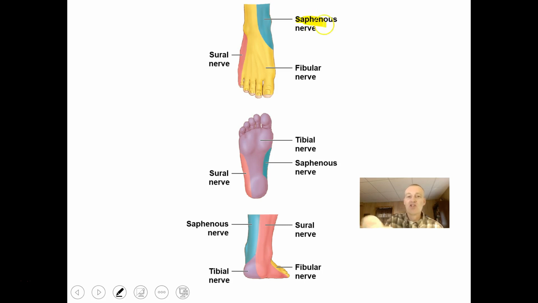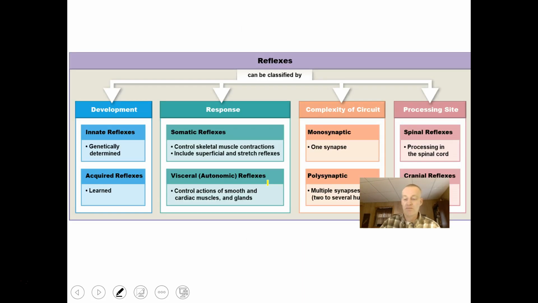And this is just showing you the saphenous nerve servicing this region, the fibular nerve serving this region, the sural nerve serving this region, tibial nerve services this region. So it's kind of cool that there is essentially a whole map of the human in your nerves. So there's nerves that service very specific locations of the body, and when they're damaged, there's major consequences for that.